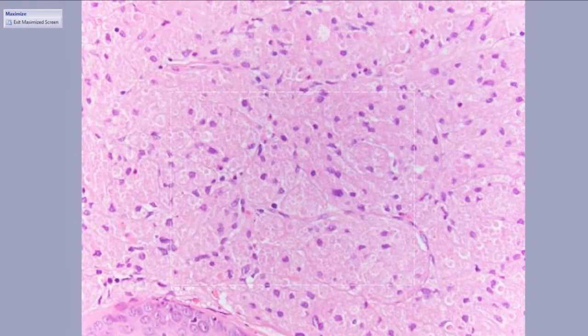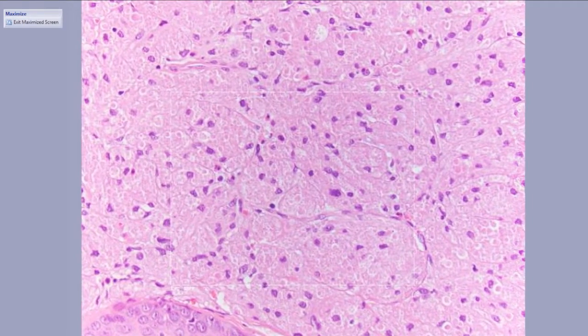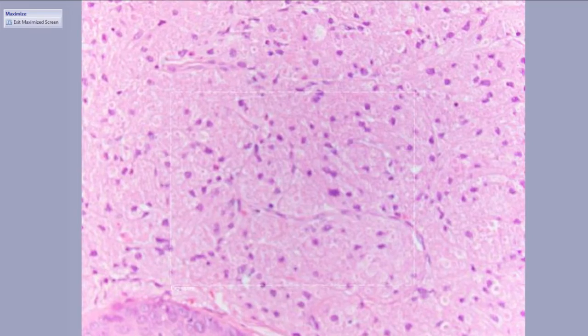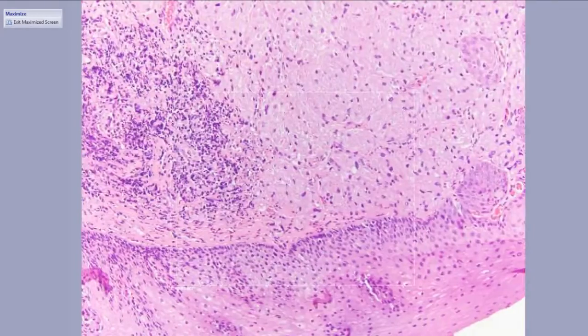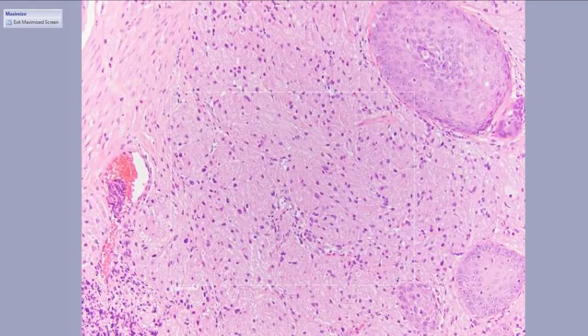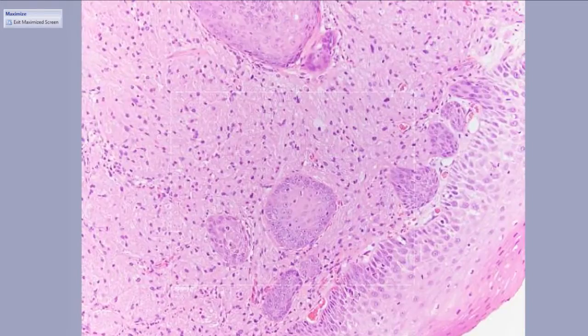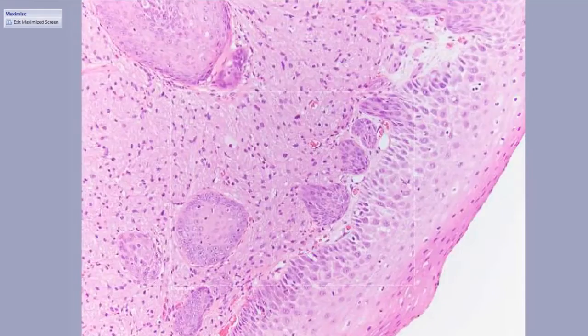And of course, this is a granular cell tumor, which is going to be the most common mesenchymal little thing you encounter in the GI tract, in the esophagus. Benign, not really of any clinical concern. In fact, the main problem with them is that sometimes you get this pseudoepitheliomatous hyperplasia overlying them.